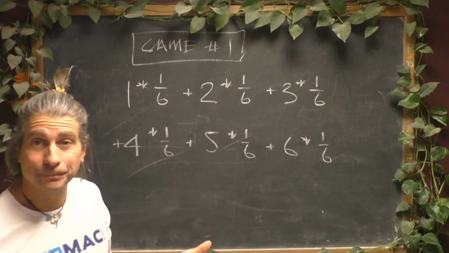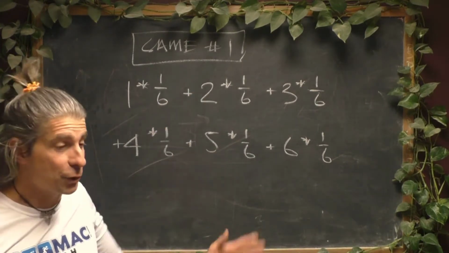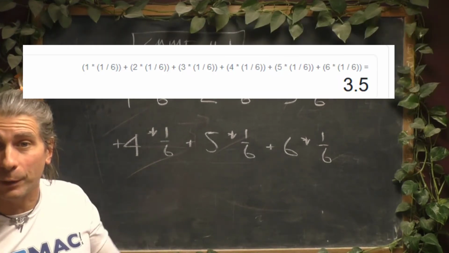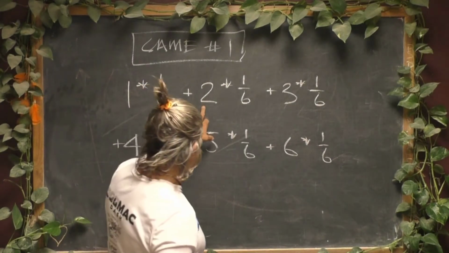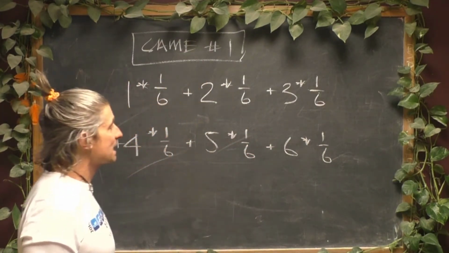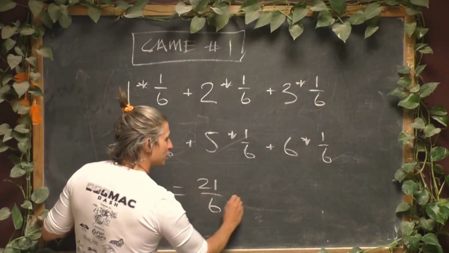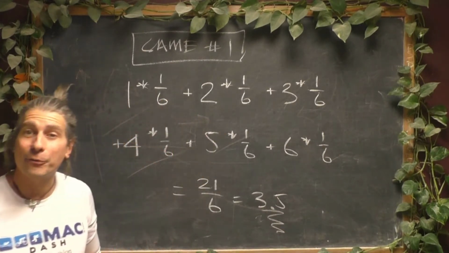And then all you got to do is just figure this out mathematically. And you got a couple options. You can run it into Google if you want to. Type the whole thing in and just press enter and it'll tell you what it is. Or we just do it manually. So this is 1/6 plus 2/6 plus 3/6 plus 4/6 plus 5/6 plus 6/6. That's going to be 21/6, which is 3.5. On average, you're going to get 3.5.